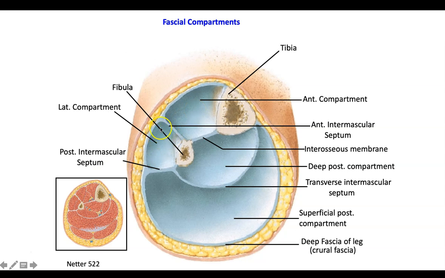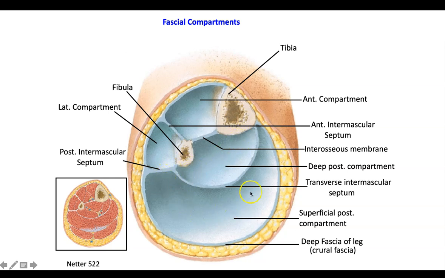The smallest, lateral compartment of the leg, lies lateral to the fibula in between the anterior and posterior intermuscular septa. The lateral compartment of the leg, you can see here, has only two muscles, and these two muscles are the everters of the foot. The large posterior compartment of the leg lies posterior to the interosseous membrane, in between the posterior intermuscular septum, and it lies over the posterior surface of the tibia and the fibula.